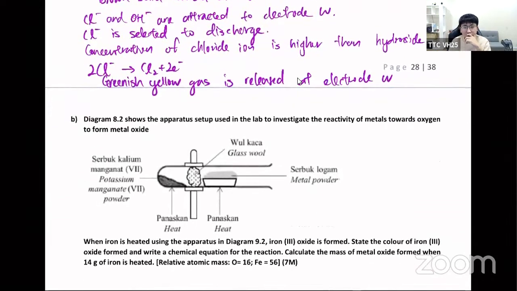So moving on, we have the potassium manganate(VII), which is also our oxidizing agent again. But right now we actually put it in and react with our metal powder. So this is to investigate the reactivity of metals towards oxygen to form metal oxide. So when I heat manganate(VII) powder, it's supposed to release oxygen gas. Okay, so when oxygen gas is released, you actually flow it through a hot metal. When it's a hot metal, it will react with oxygen, and then it's supposed to give you some reactivity. Okay, you get big fire, small fire, explosion, this or that.